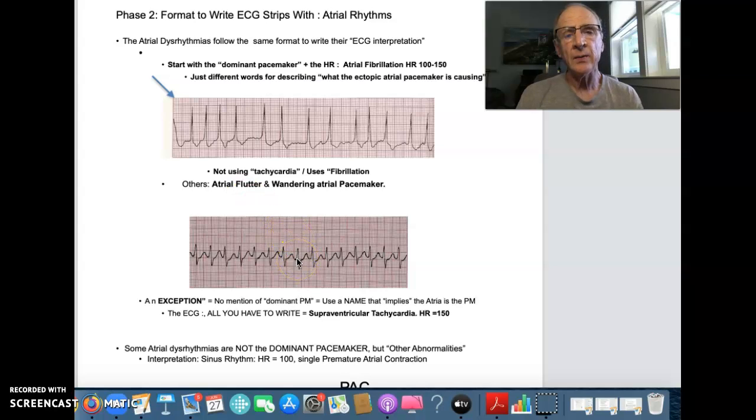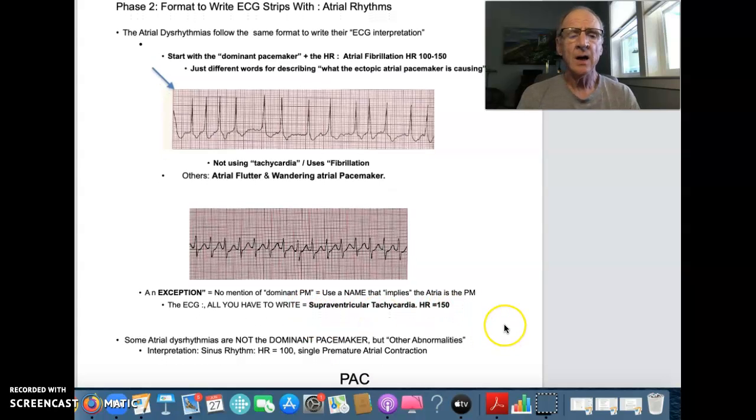Here is another example. This is a supraventricular tachycardia. There's no mention of atria in its name at all. You learn this by this distinctive pattern, which is, again, the distinctive pattern of fibrillation is what you really learn. So when you're naming this, there's really no mention of the atria at all. All you have to do to get a correct answer to this particular ECG is put down supraventricular tachycardia and the heart rate.